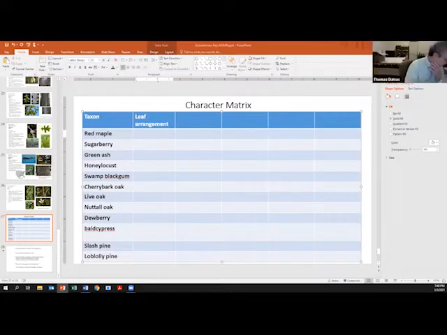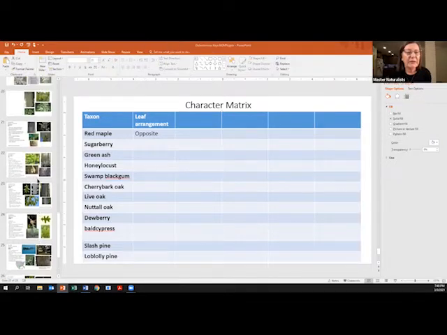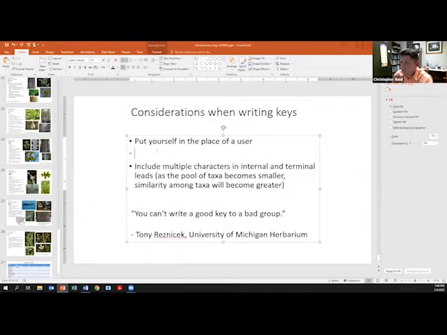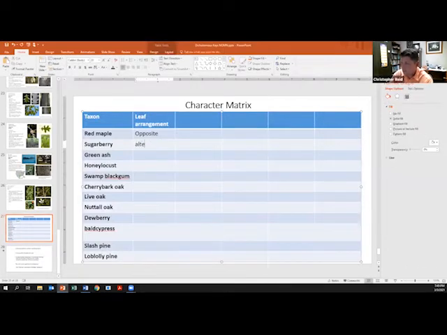Opposite. Opposite simple. All right, so the arrangement is opposite. Okay. Sugarberry. I want to guess that they're all opposite. No, they're all alternate except green ash. Okay. So talk on it. Alternate. Green ash, you're saying that's opposite? Yeah. Somebody correct me. Speak up.